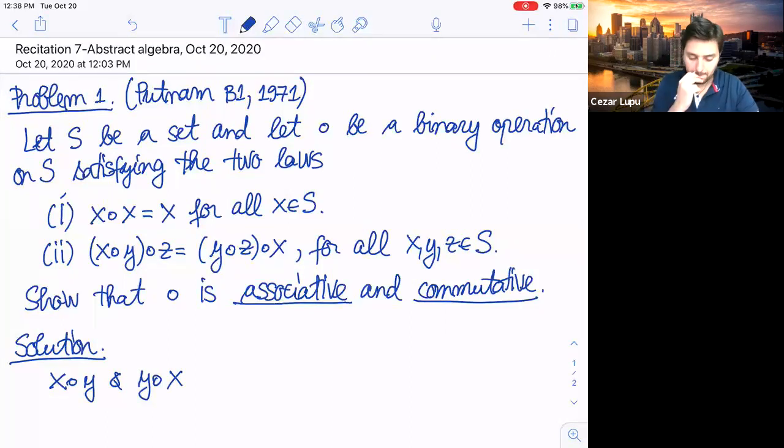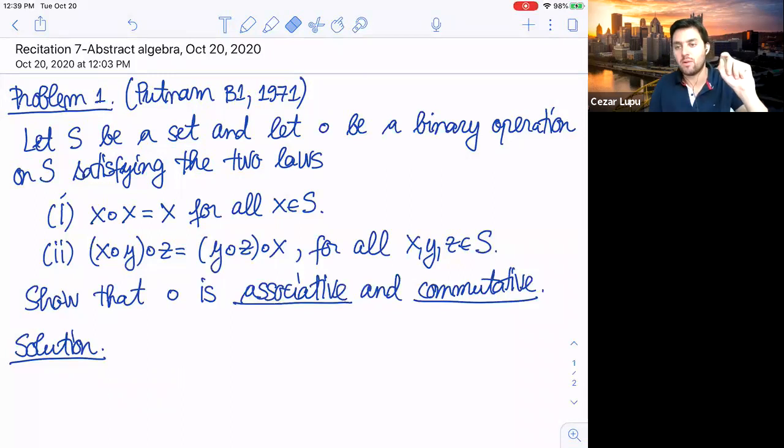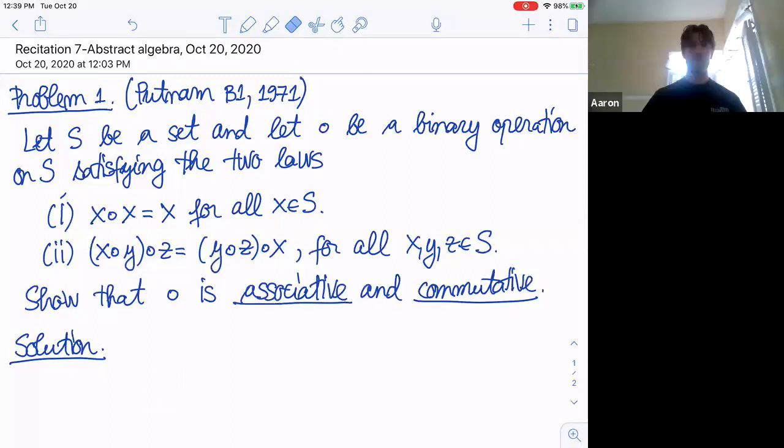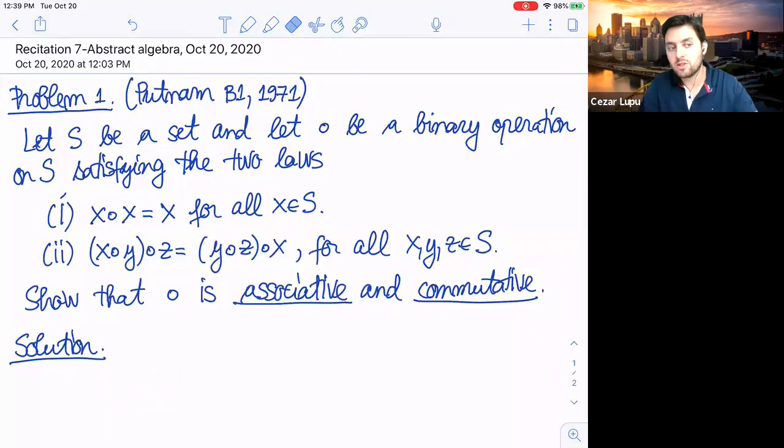So this is what you can do. If you don't like circ, imagine that you have a dot there, or plus, if you want. But it's just symbolic of some operation. It's just an operation that satisfies these two laws. So if you replace it, x plus x will be x. So 2x will be x, if you want.